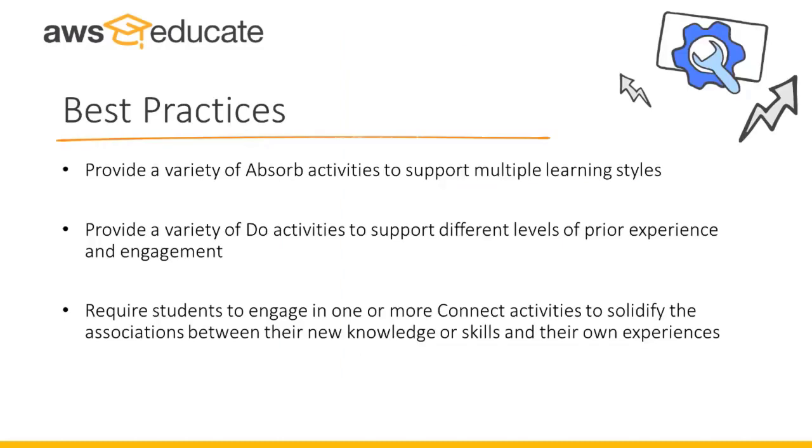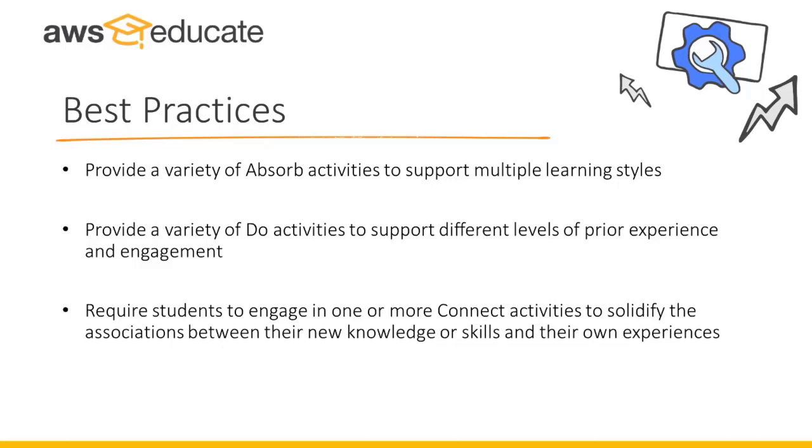Some best practices. Provide a variety of absorb activities to support multiple learning styles. Give them choices of reading, give them choices of multimedia. You can even have the students select their own. Encourage them to do research and find additional readings or additional videos that support the same learning ideas. Then provide a variety of do activities to support different levels of prior experience and engagement. The choice here is really important. I will typically expect students to do 2 or 3 activities in a given lesson, but I will usually try to list 6, 7, 8 different activities for them to choose from.